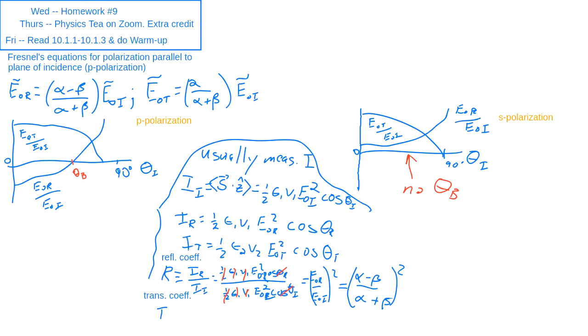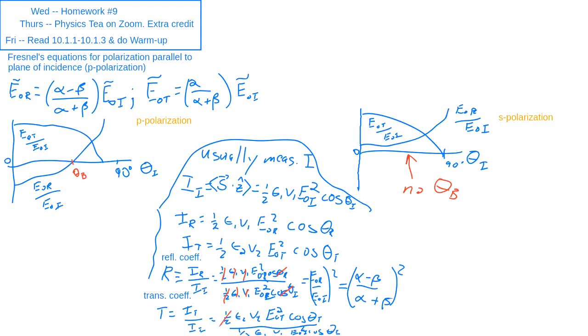So same thing, it's our transmitted intensity over our incident intensity, and we've got 1/2 epsilon 2 V2 transmitted amplitude squared times cosine of the transmission angle, all over 1/2 epsilon 1 V1 E naught incident squared cosine theta incident. And so the 1/2s cancel, and then we can do some other simplifications.